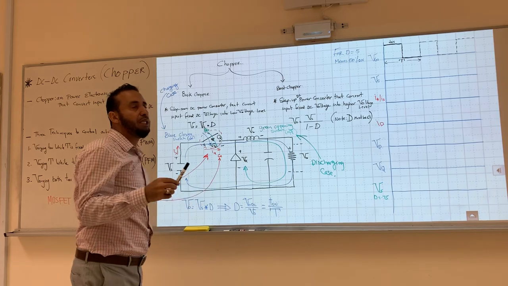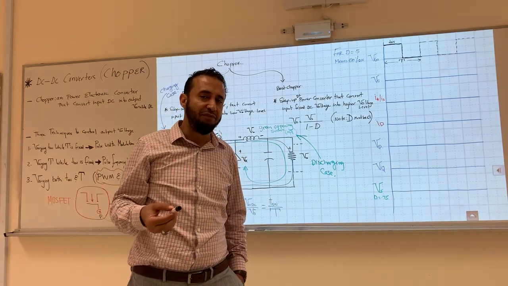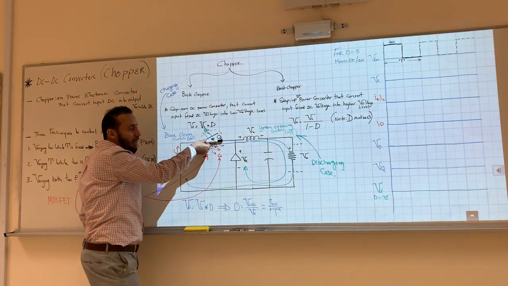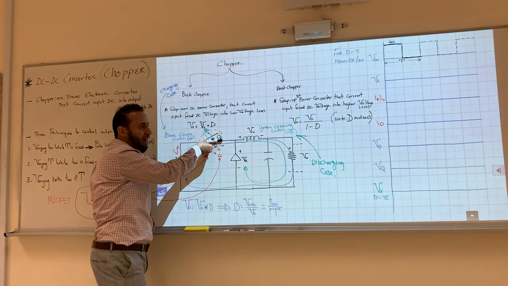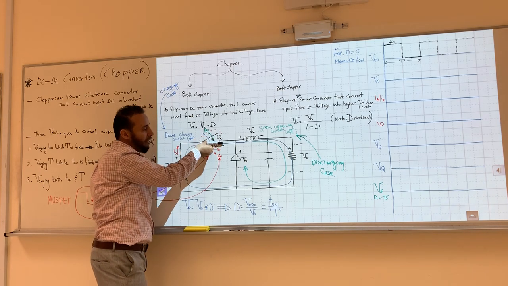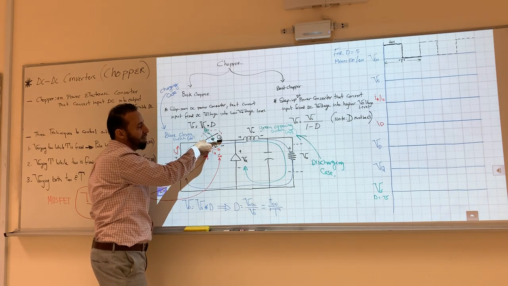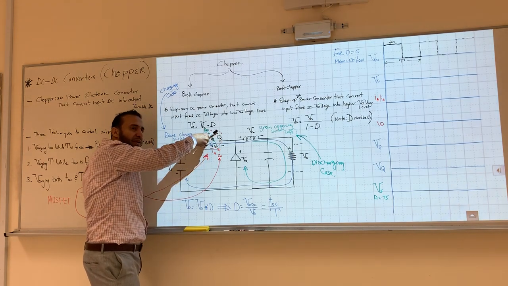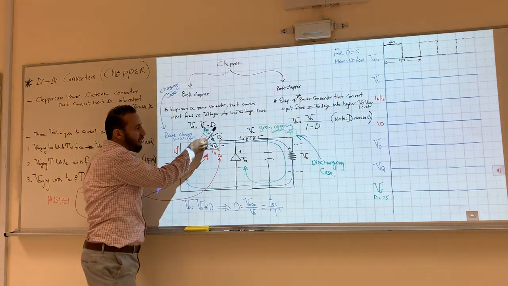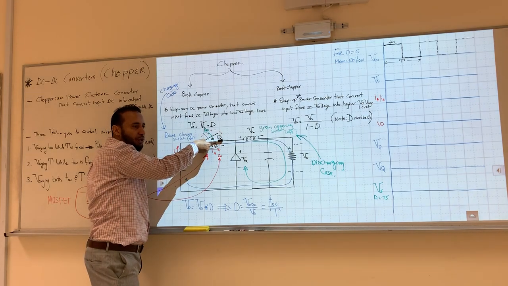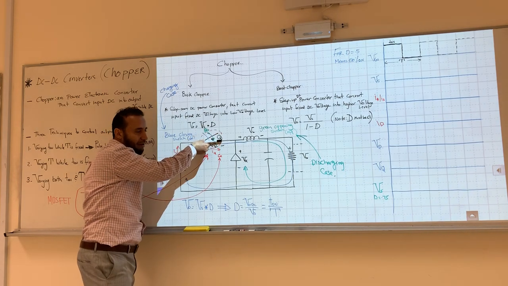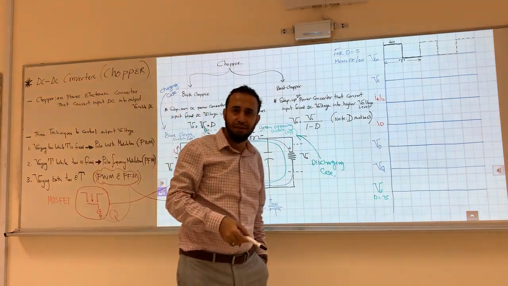If the duty cycle is 0.75, it means it's on for 75%. It will be like this, and it will be off for 25%. So it will be 1, 2, 3, 4, 5, 6, 7, 7.5, and then 8, 9, 10, and so on. If it's 25%, it will be on for 1, 2, 2.5, and then off for 3, 4, 5, 6, 7, 8, 9, 10, and then close for 2.5.